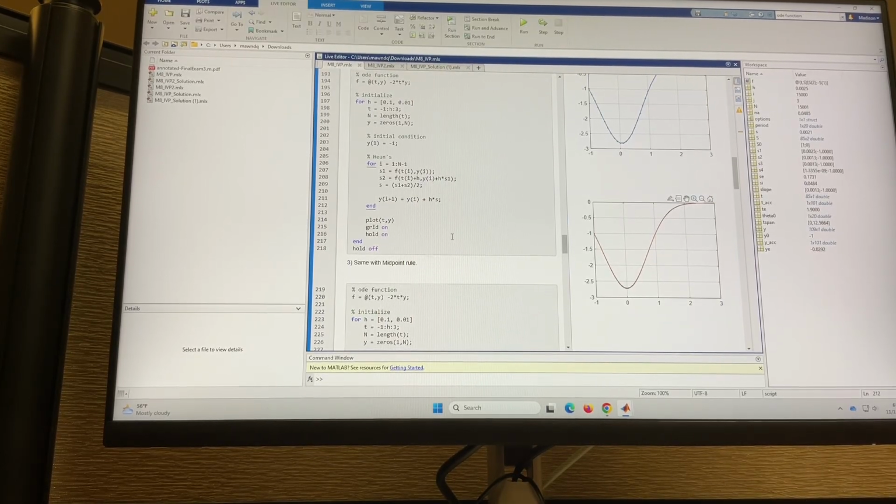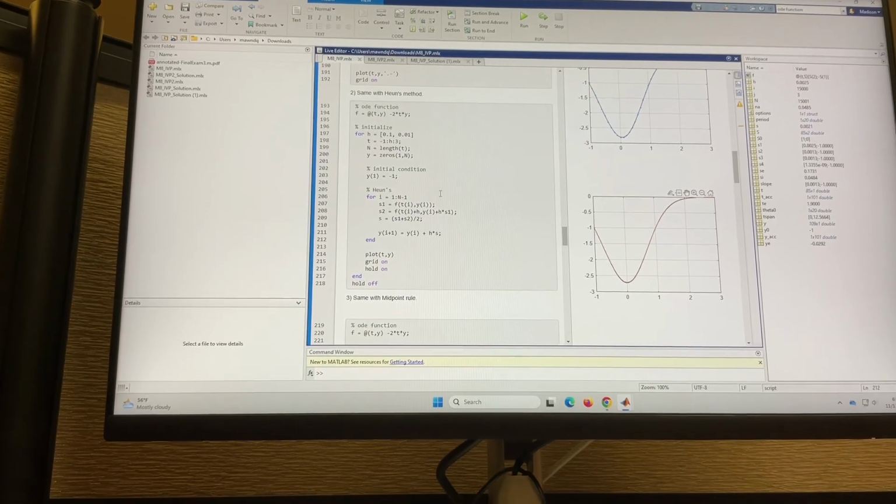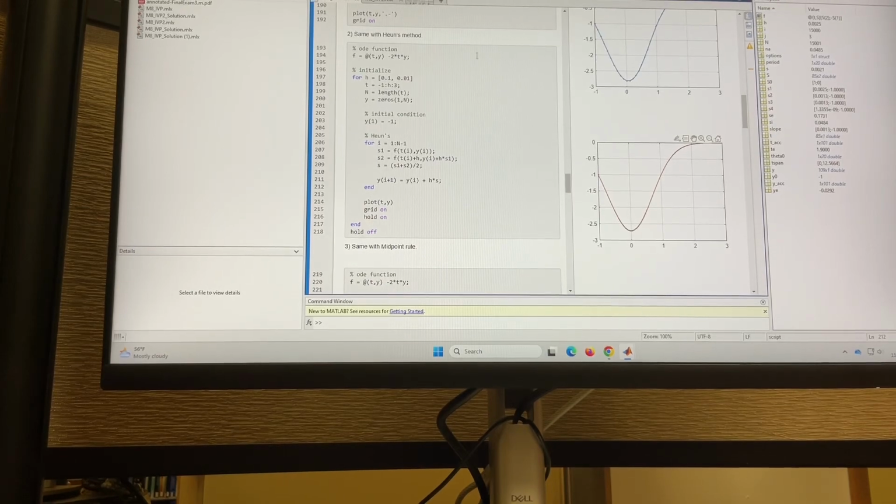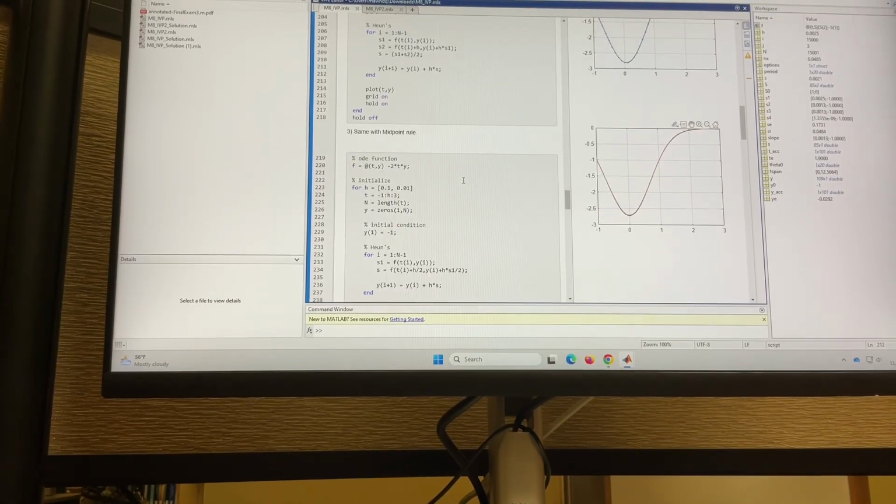So this has a smaller error than the other one we solved, so that is good.